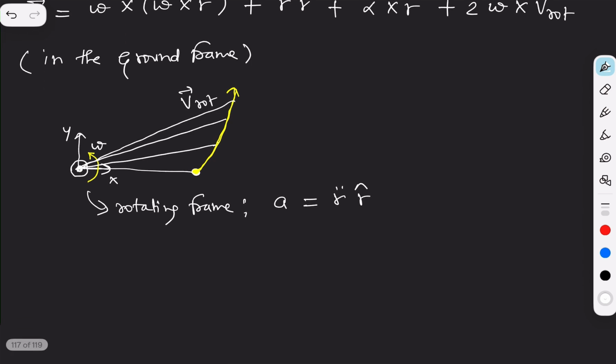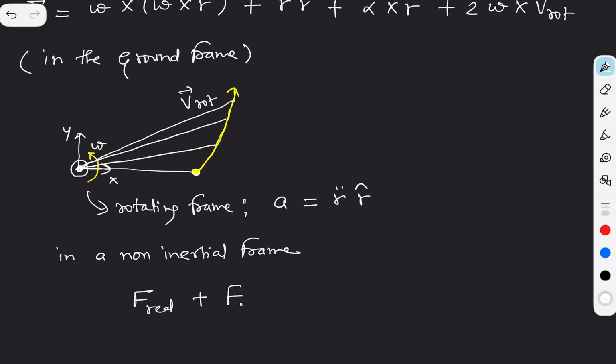So guys, we know that in a non-inertial frame, what is Newton's second law? We write F real plus F pseudo is equal to mass times the acceleration observed from the non-inertial frame, which here is your rotating frame.